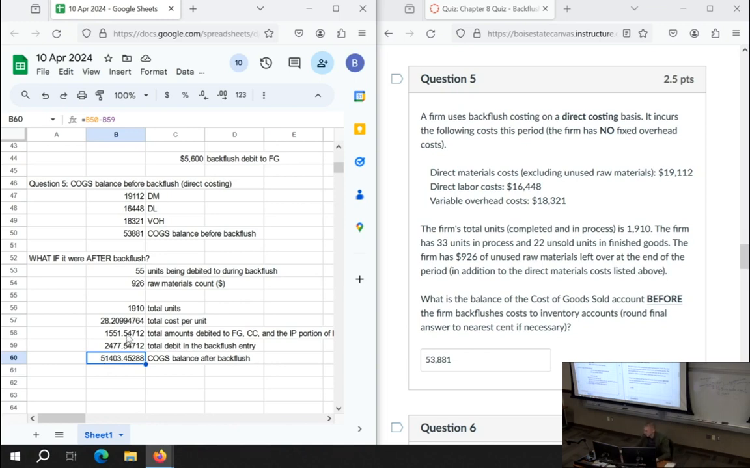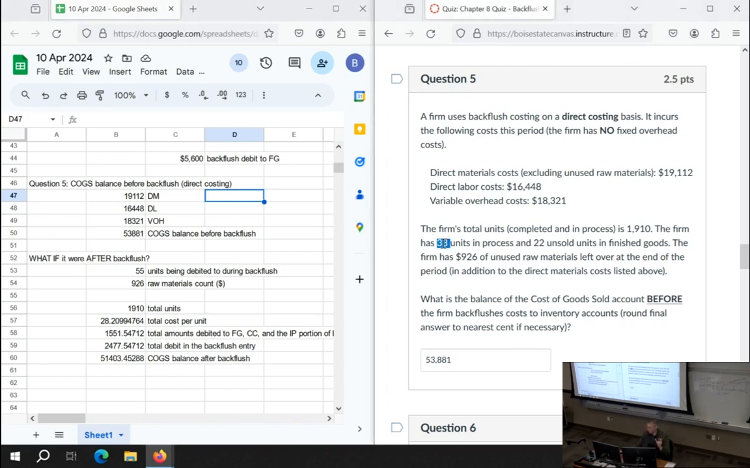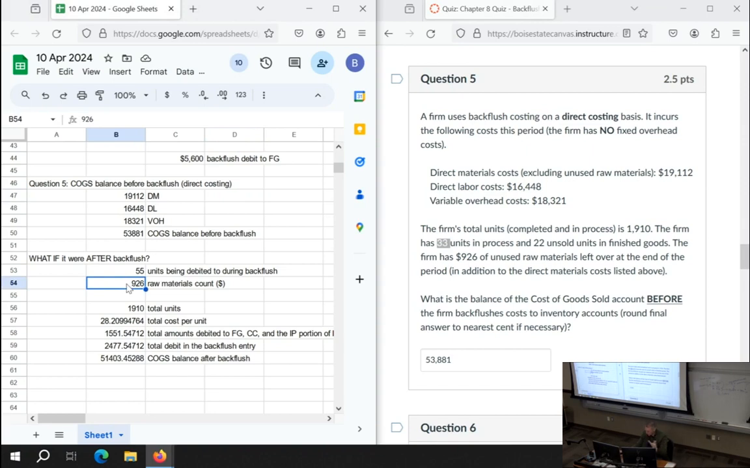That's a simpler way of doing the problem than having to say, all right, let me go through and figure out direct materials rate. Let me get a direct materials rate and divide 19,112 by 1910 and get something like $10 per unit for direct materials. Let me go ahead and divide 16,448 by 1910 to get a direct labor rate. Let me divide 18,321 by 1910 to get a variable overhead rate. And let me take the direct materials rate multiplied by 33 to get the IP portion of RIP, plus 926 gives me the total RIP debit.